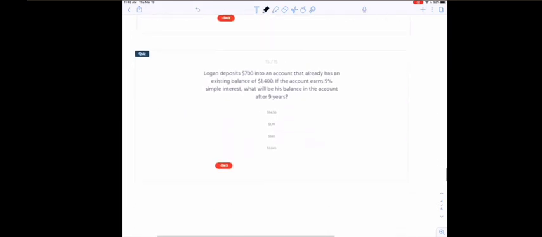And our last question is number 15. It says, Logan deposits $700 into an account that already has an existing balance of $1,400. If the account earns 5% simple interest, what will his balance be in the account after 9 years? So, we have to add these two to get the principal because he's adding 700 to 1,400. Earns 5% simple interest, that's our rate. 9 years is our time.